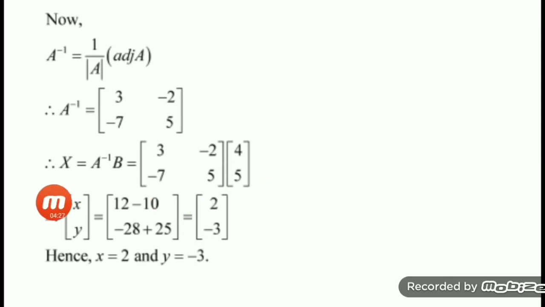And what is X? X is the XY column matrix. Now do the matrix product. This is what? First row, first column, that is 3 times 4 is 12 minus 10.